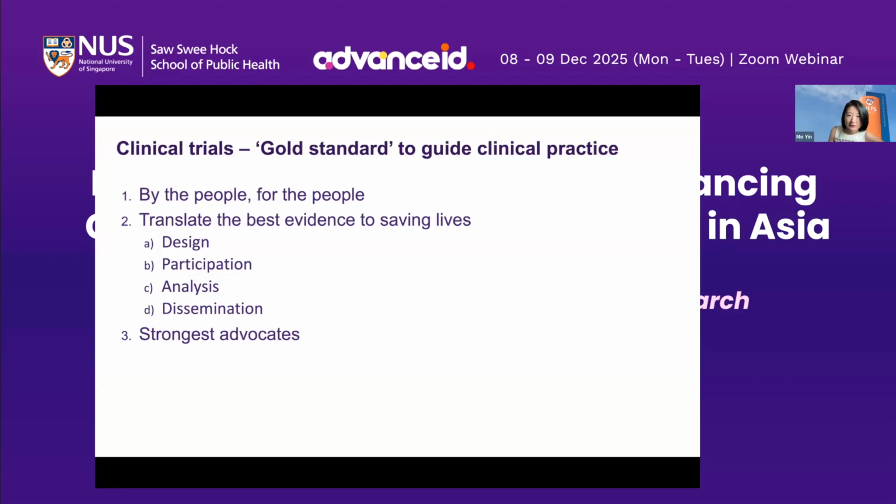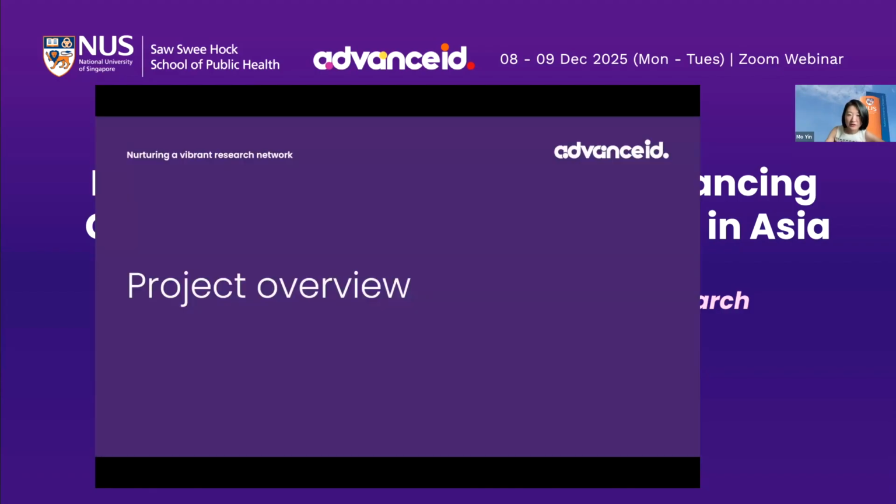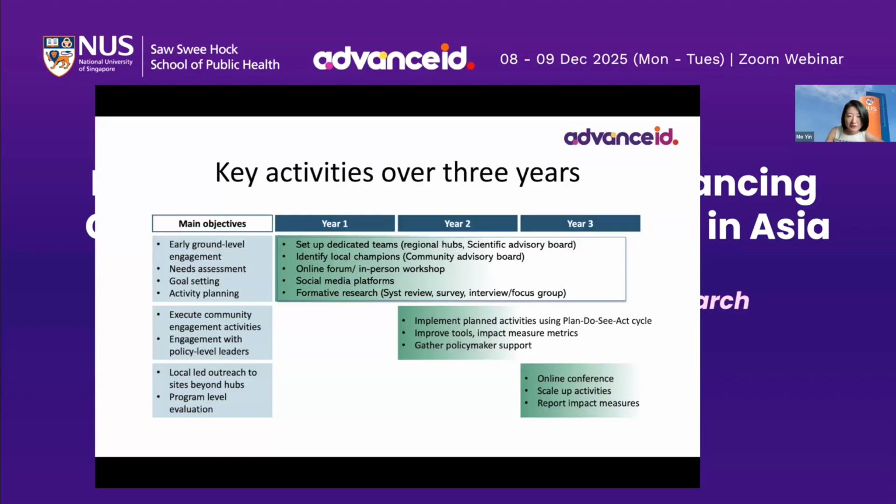And we really believe that trials should be done by the people, for the people, and the public should be the greatest advocates for clinical trials. And we hope to involve the community in not just the design, but also in the participation, the analysis, and dissemination of results. So we have our activities planned over the next 3 years.